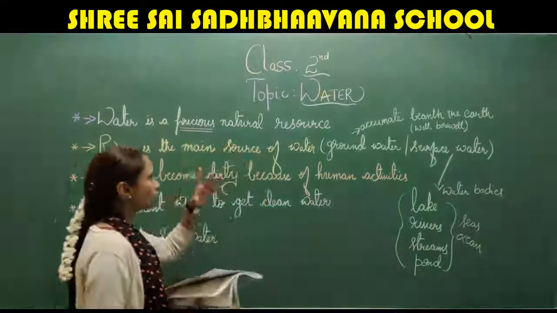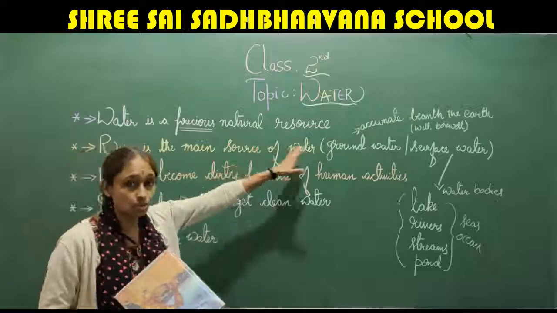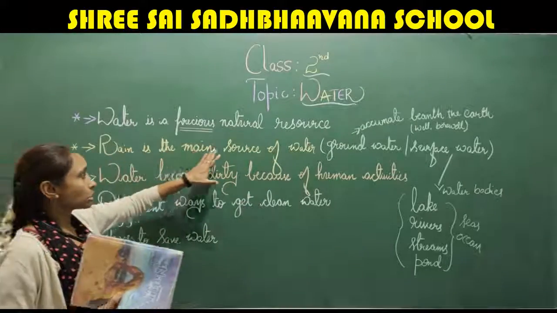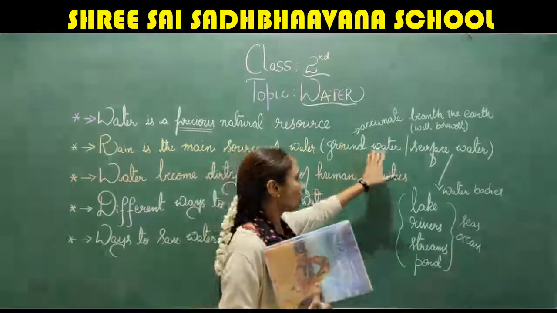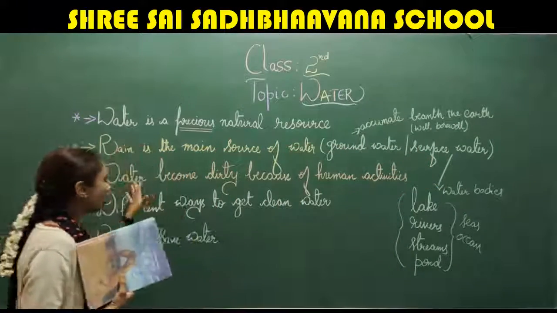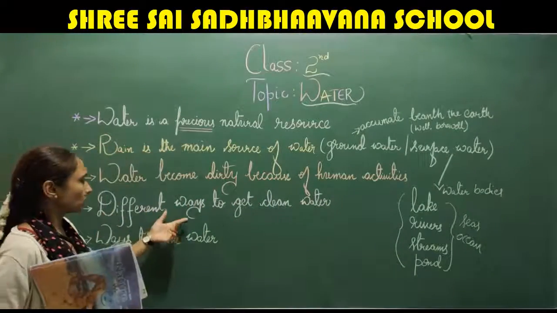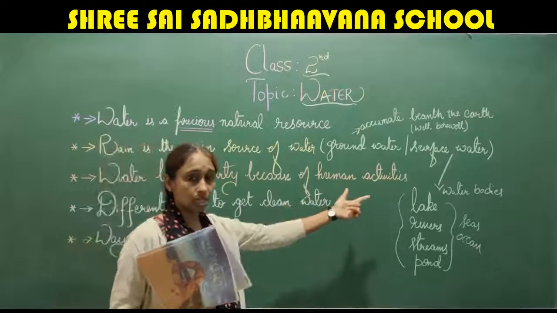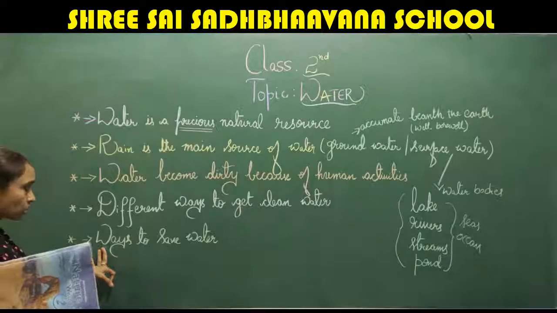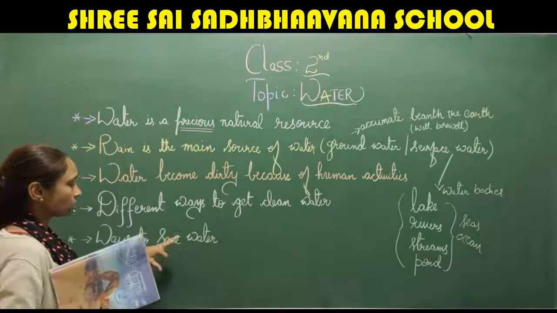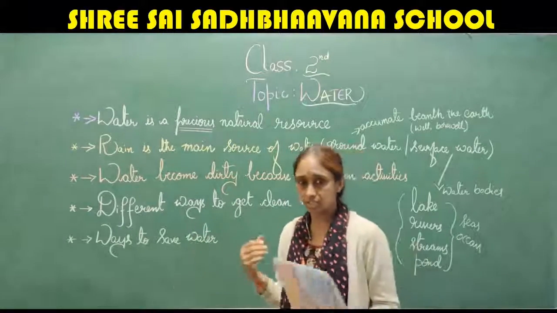So this is all about today's topic, that is water. Water is a precious natural resource. Rain is the main source of water. Under that, we have two types of water, that is groundwater and surface water. Water becomes dirty because of human activities, and I told you the different ways to get clean water. And this is very important: the last point, how can we save water for our future or for our next generation?